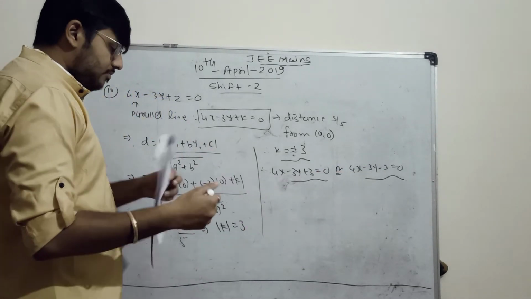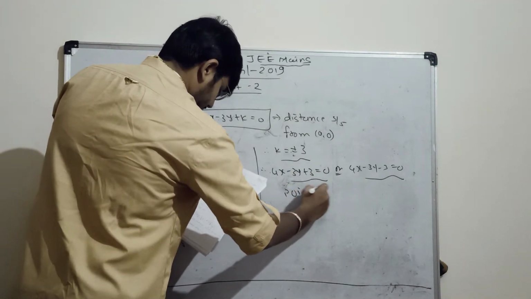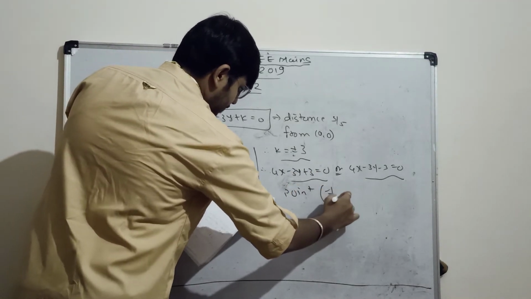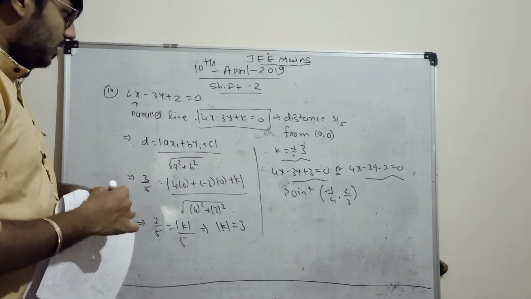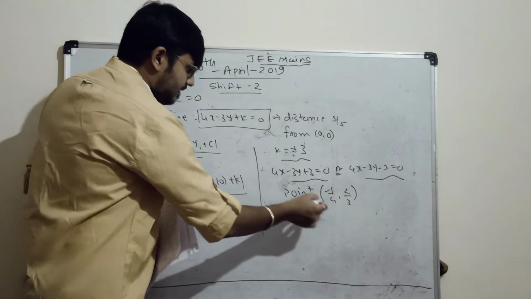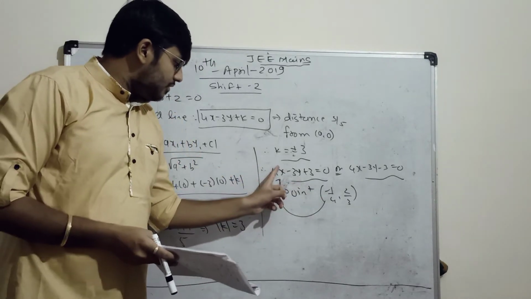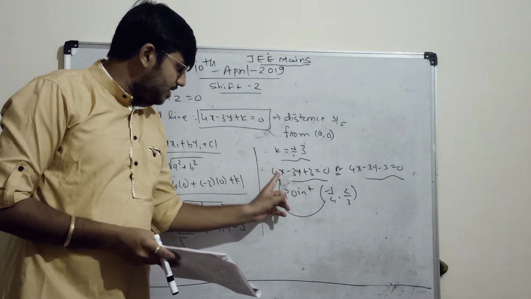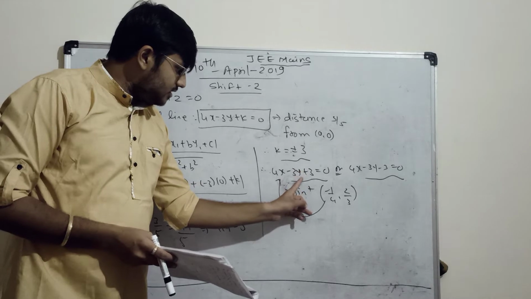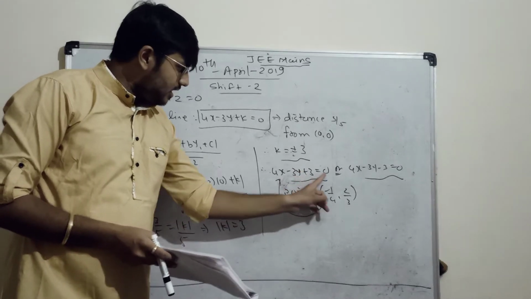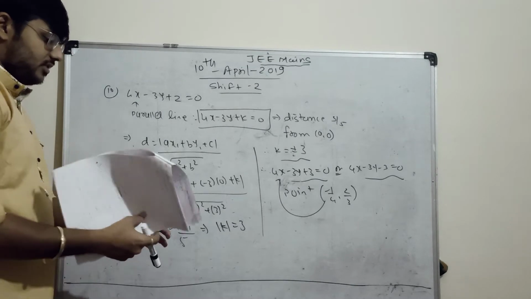So from the given options, the point minus 1 by 4 and 2 by 3 will be your answer, and it will be satisfied by this line. You can just put the point to cross verify the answer. If you put minus 1 by 4, so 4 cancels, minus 1; 2 by 3, 3 cancels, minus 2; minus 1 minus 2 that is minus 3, plus 3 gives you answer 0. Right? So that is your answer.